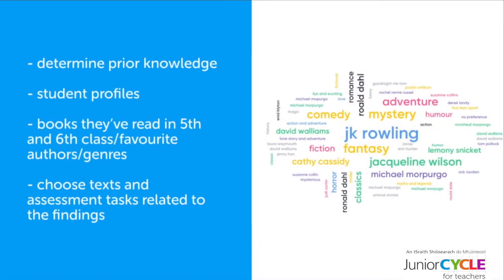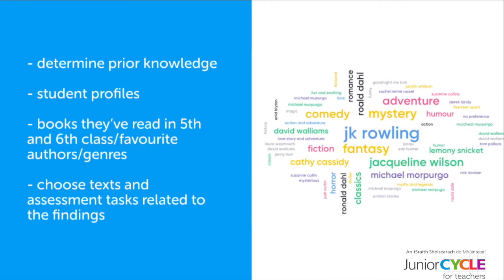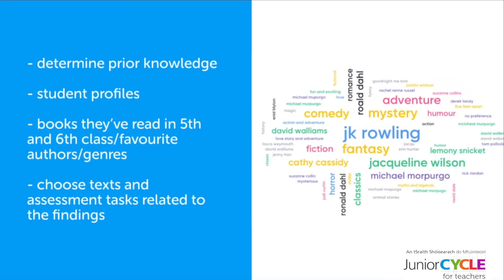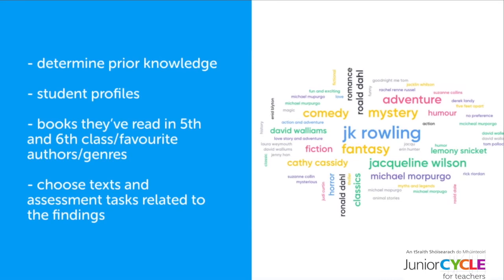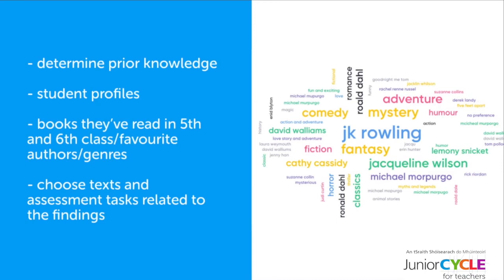As part of building up that rapport with a new group, I would spend a lot of time in determining their prior knowledge through student profiling. So every student in the class would take a questionnaire or an online survey in relation to what likes or dislikes they have in relation to reading, writing, speaking and listening. I also find out what books they've read in 5th and 6th class, or get a sense of their favourite authors or genres through a Mentimeter survey like the one you see here, for example. And then in relation to those findings, I choose text and assessment tasks then related to that.